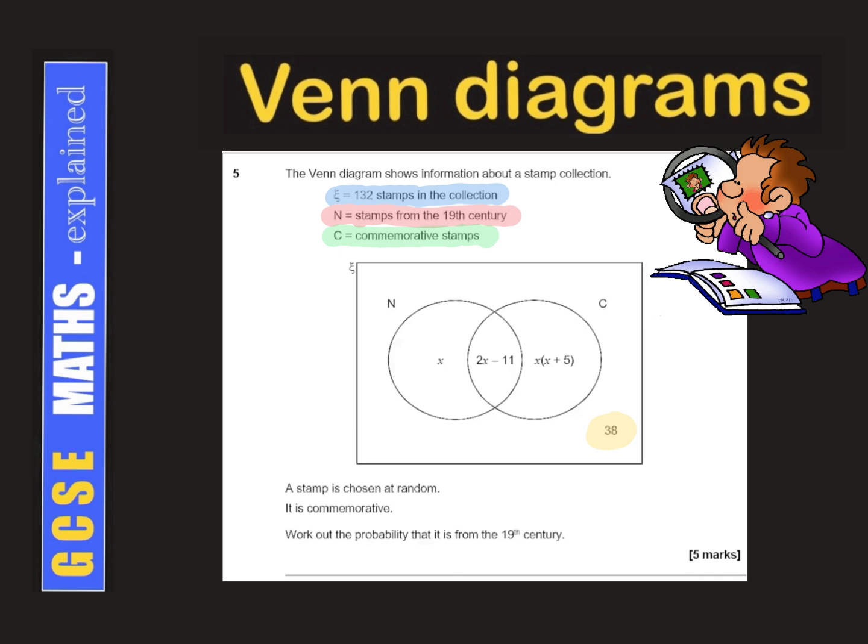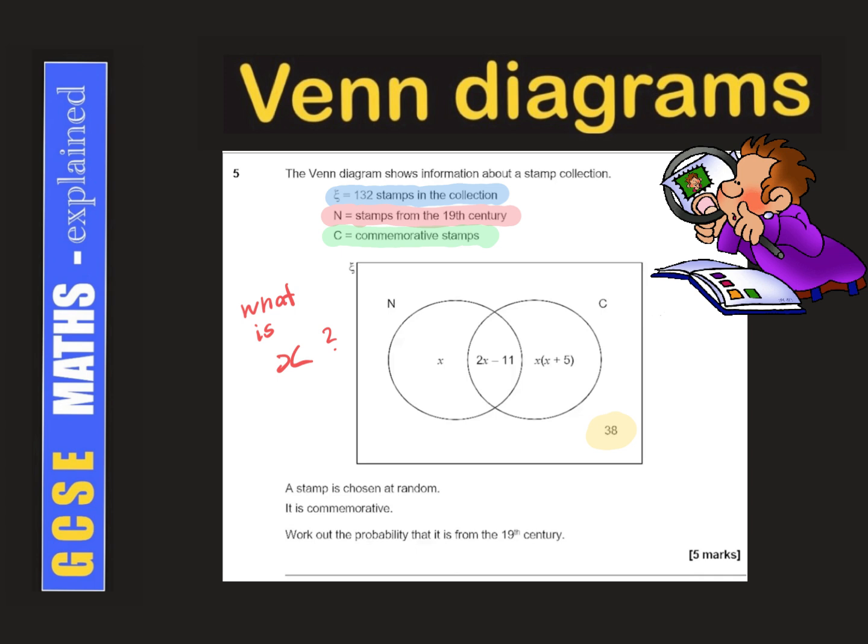stamps. And the rest of the information is in variable form: x, 2x minus 11 for the 19th century stamps and commemorative stamps, and just the commemorative stamps is x plus 5. And so the first thing we need to do is to find out what x is.